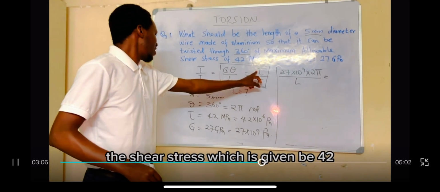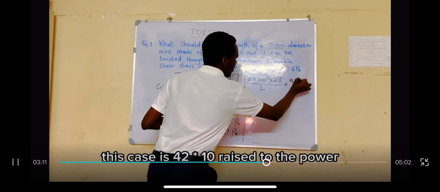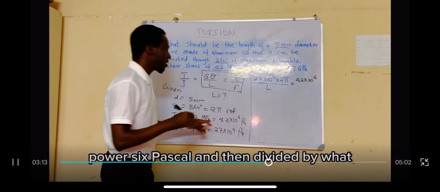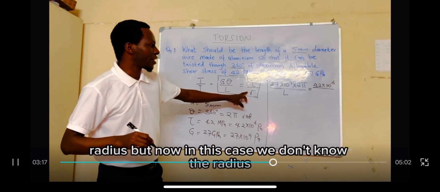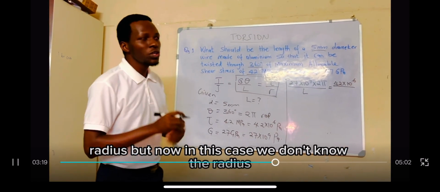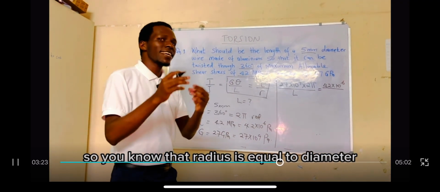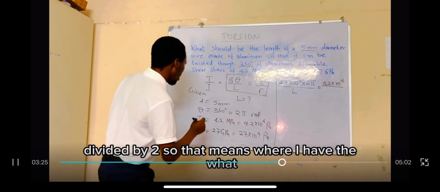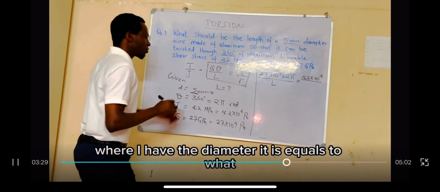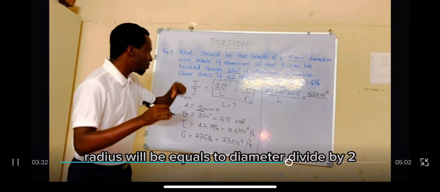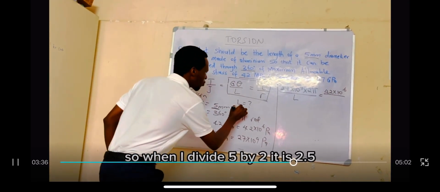The shear stress is given to be 42 times 10 raised to the power 6 Pascal, and then divided by our radius. In this case, we don't know the radius, but we have been given the diameter. So you know that radius is equal to diameter divided by 2. When I divide 5 by 2, it is 2.5.